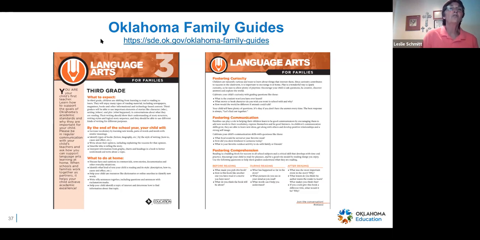By the end of the school year, it describes what your child is going to be able to tell you or be able to do. It'll give you some ideas on what you can do at home to help your child be successful at 3rd grade. The 2nd page of every family guide focuses on fostering curiosity, fostering communication, and fostering comprehension, and a wonderful piece is included on the back.